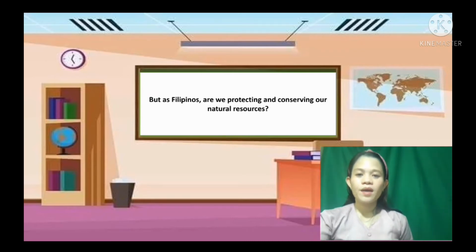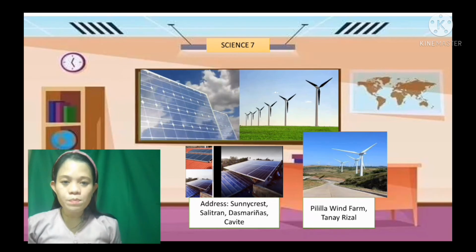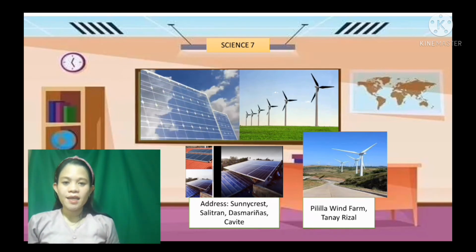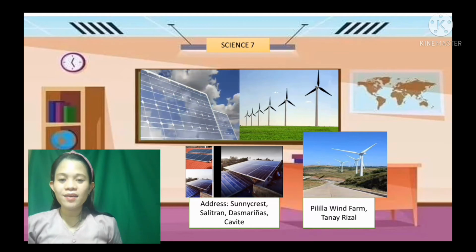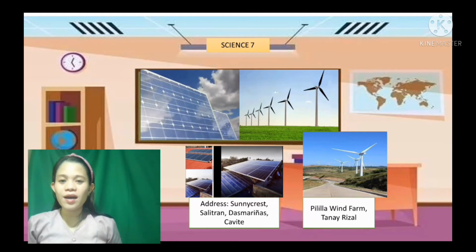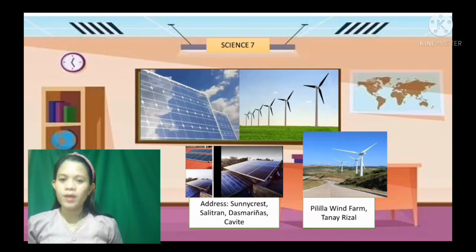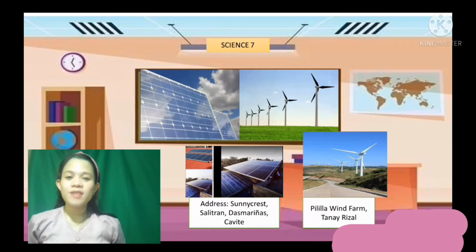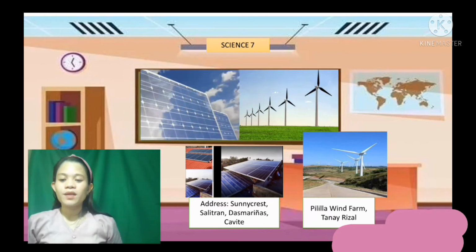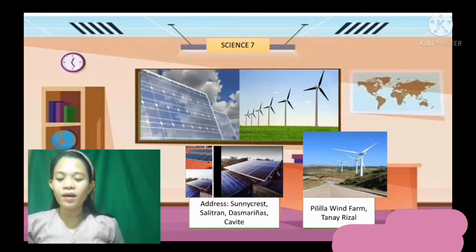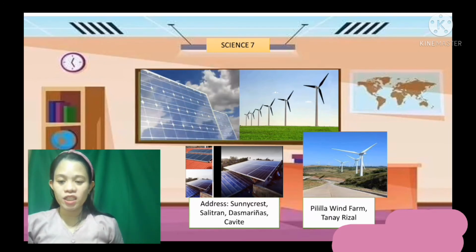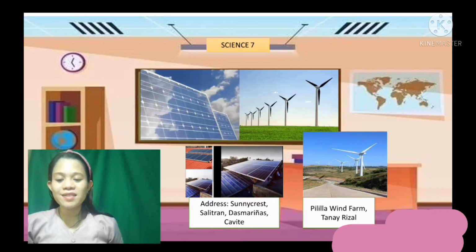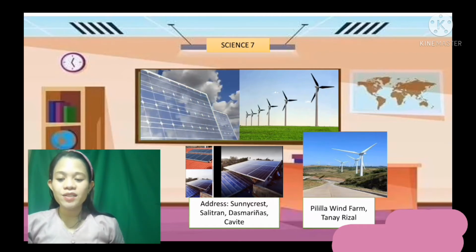Okay, so, but as a Filipino, are we protecting and conserving our natural resources? The two pictures above, okay, so sa left side, that is kung familiar po kayo, that is a solar panel or that is a solar power. Okay, solar power is one of the most sustainable energy in the world. So, and is inherently more sustainable than a fossil fuel energy. As a way of conserving the sun's energy into electrical energy.